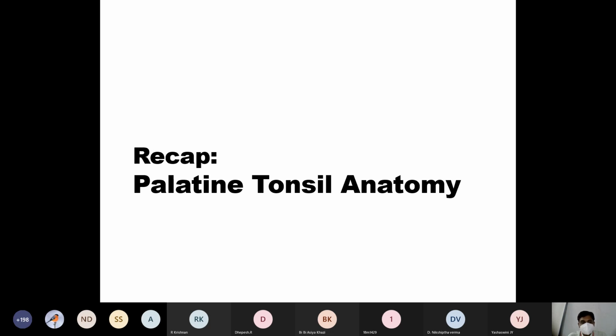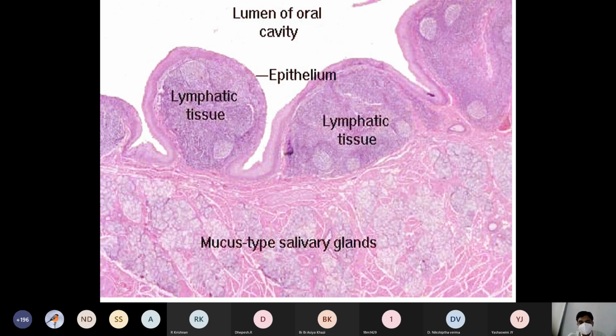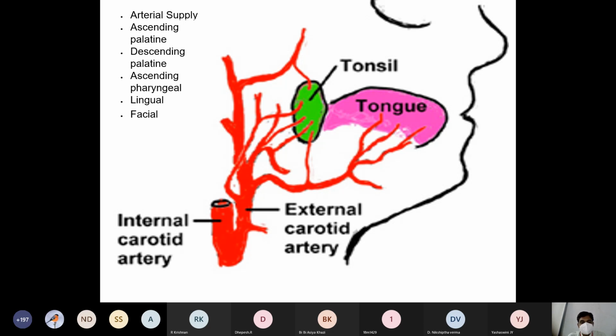The important points to recap today will be the anatomy of the palatine tonsils. As you all know, the palatine tonsils are located in the oropharynx between the anterior palatoglossus muscle and the posterior palatopharyngeal muscle, which form the anterior and posterior pillars respectively. The surface of the tonsil is irregular, and there are pouches of mucosa which enter into the surface of the tonsil. These are known as crypts. The tonsil is supplied by ascending palatine and descending palatine artery, ascending pharyngeal artery, lingual artery, and facial artery, which give the respective tonsillar branches.